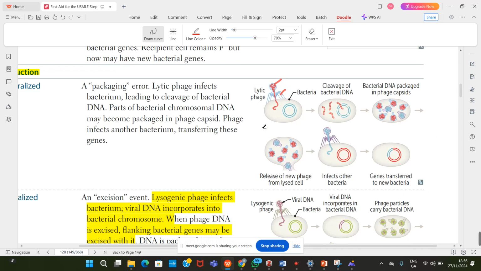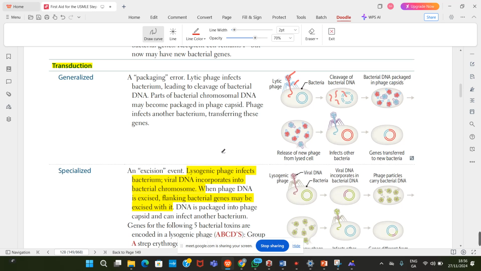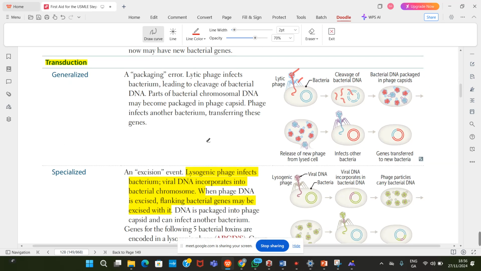Now, what will happen is that a phage, the phage, please, let's mute our mics. Let's mute our mics, please.